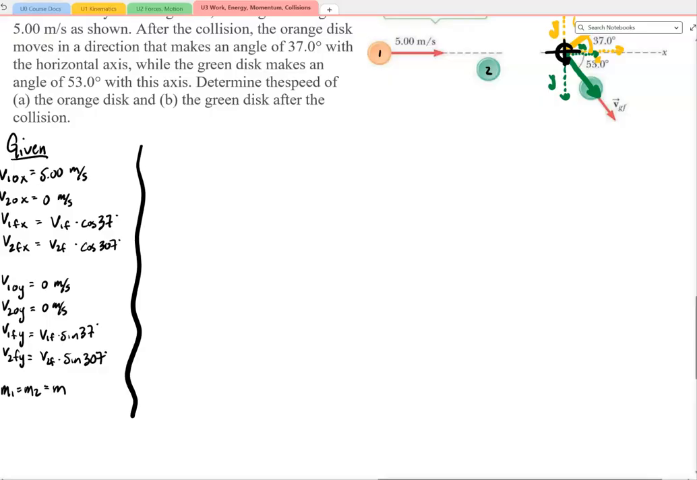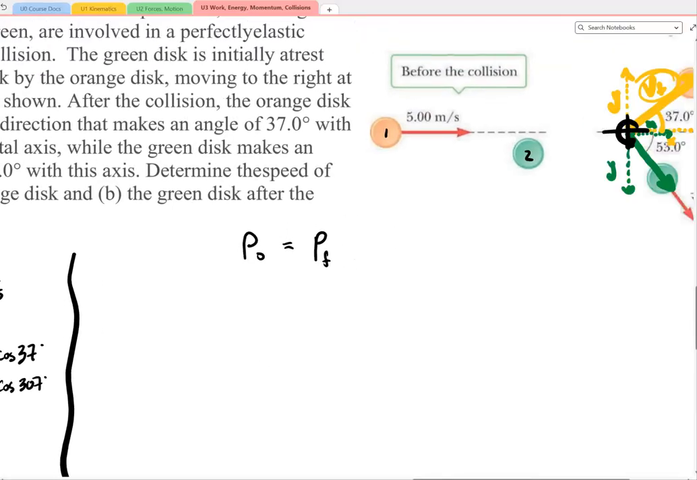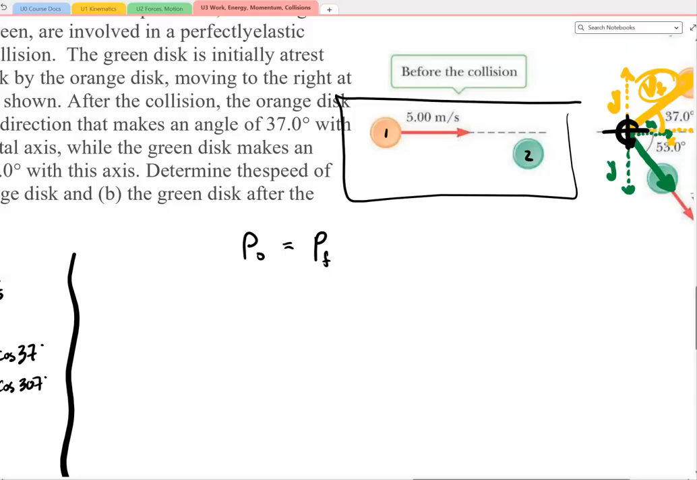Okay, so according to our conservation of linear momentum, the law of conservation of linear momentum, we know that the momentum before the collision of the system must be equal to the momentum after the collision within the system. And the system that we're describing here is the collection of two pucks or two disks.